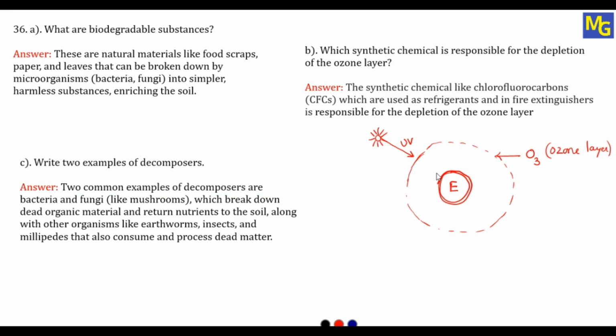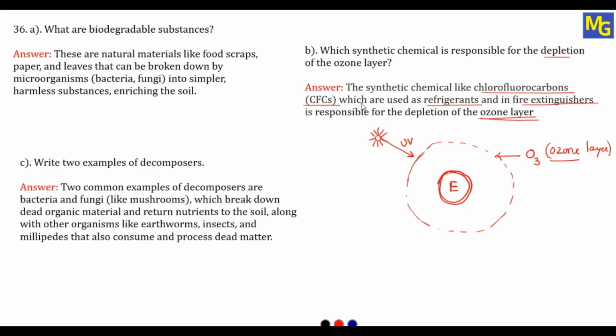But because of some chemicals, this ozone layer is decreasing, which is called depletion. So that chemical we have to tell. So the answer is the synthetic chemical like chlorofluorocarbons. It is very important, you have to remember this. The chemical chlorofluorocarbon, which is shown by CFCs, capital CFC, then small s, is used as a refrigerant and in fire extinguishers. So this is one of the chemicals which is used in refrigerators as refrigerants, also used in fire extinguishers. These gases or chemicals are responsible for decreasing the ozone layer. So due to these chemicals, the ozone layer is decreasing.